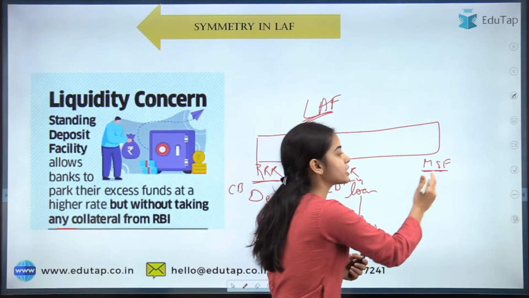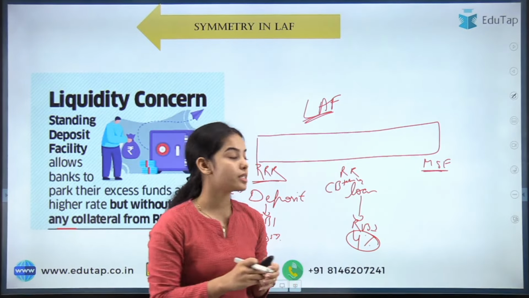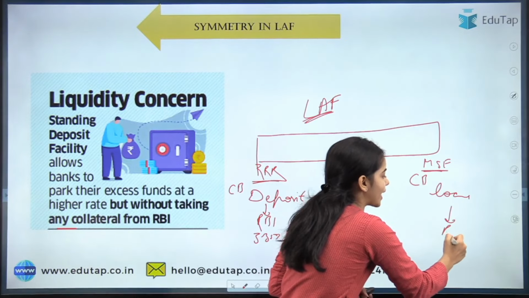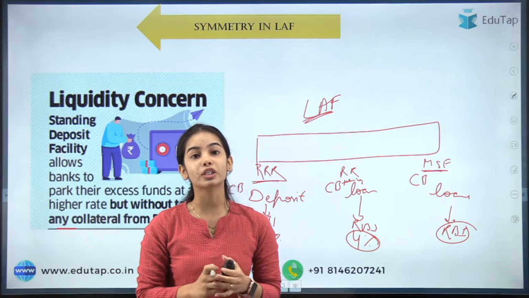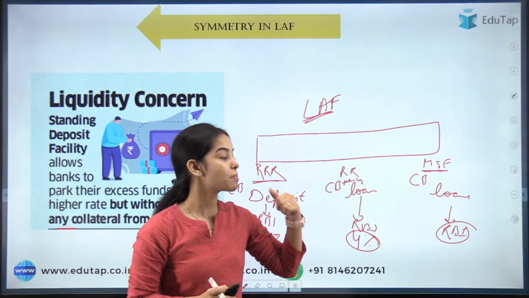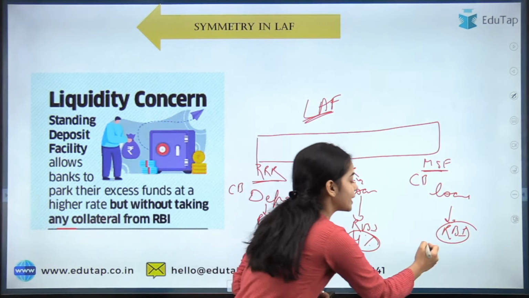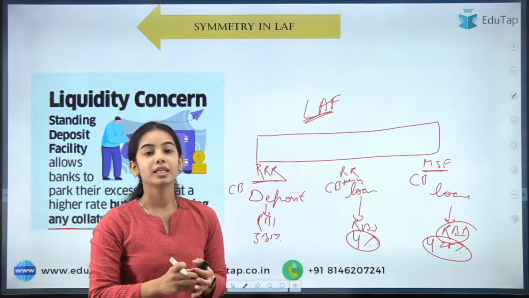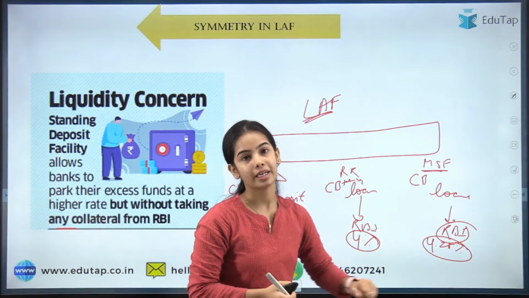Now the MSF means marginal standing facility. This is the rate at which commercial banks take loans from the RBI when there is a huge emergency situation for the banks. Then the banks can take the loan from the Reserve Bank of India at the MSF rate, that is at a higher rate. So in a very emergency situation, the banks will be taking the loan from the RBI at this higher rate.